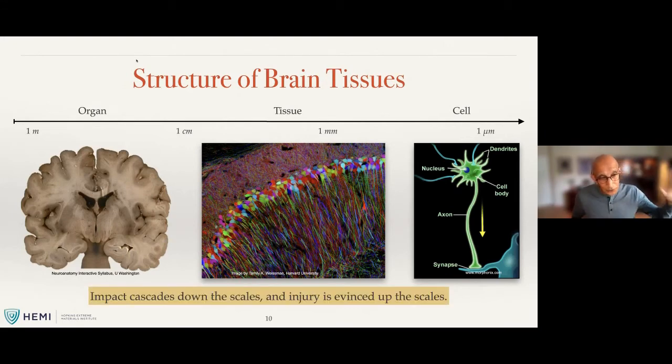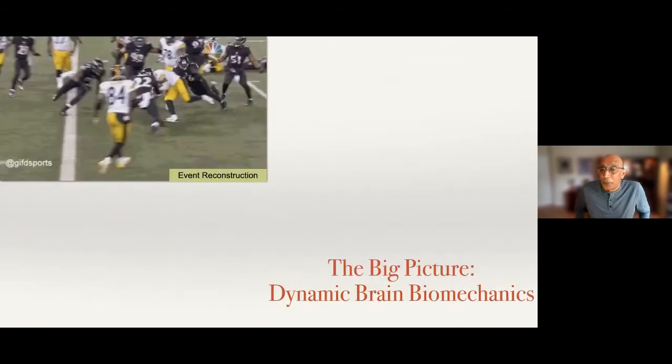So one way to think about this, the boundary conditions are applied on the left, injury occurs on the right, but behavior occurs back at the left. So because of the injury, you get changes in behavior which move back to the left, to the larger scales. So how are we going to do this? Trying to understand how to do dynamic brain biomechanics.